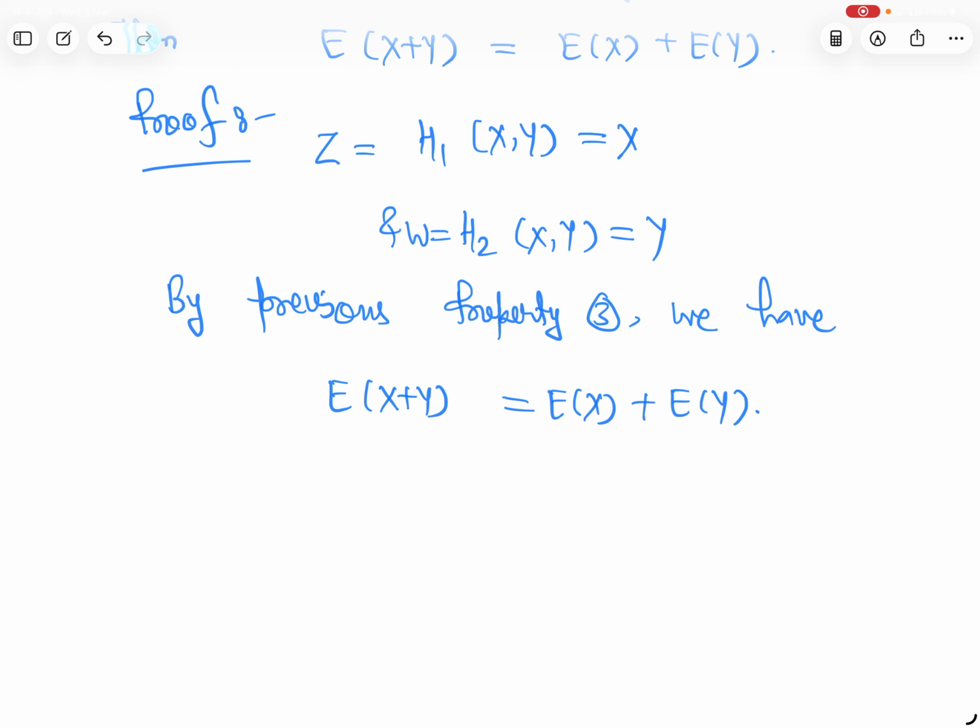By property 3, what was property 3? Okay, h1 should be a function of x or y, h2 should be a function of y. We are calling this Z or W. Expectation of Z plus W is expectation of Z plus expectation of W. Similar way, we are taking. Okay.